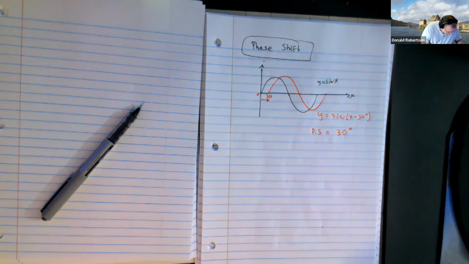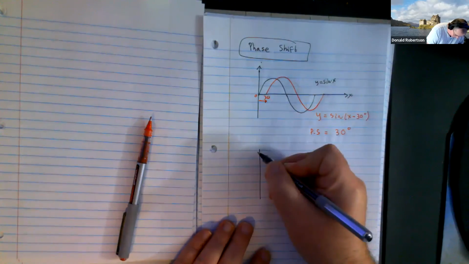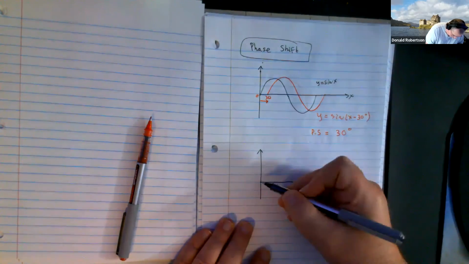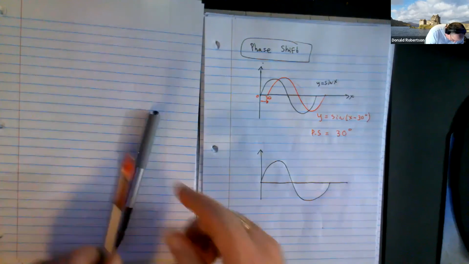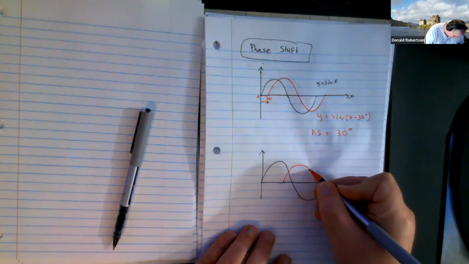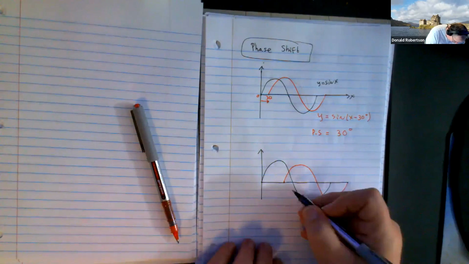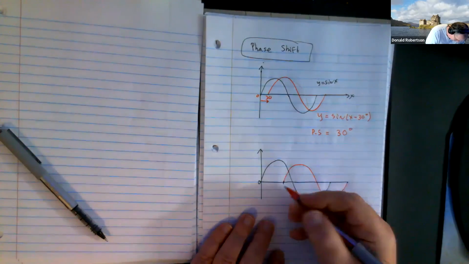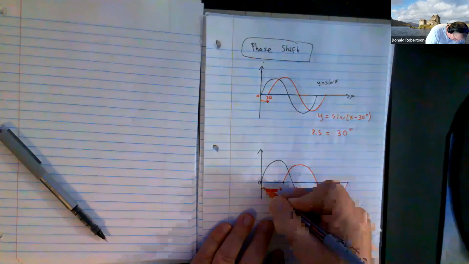Now, if it's in radians, that's fine. Similar thing. So start off with our normal sinusoidal curve. And it's going to be shifted, say, to here. And I tell you that this guy here is, say, 2/3 pi.